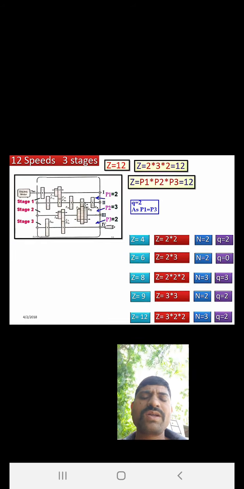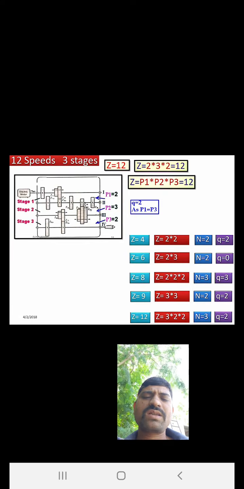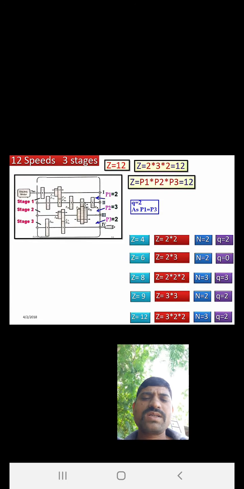That's why P1 is equal to 2, P2 is equal to 2 and P3 is equal to 2. Again there are 3 stages, and Z is equal to 3 into 3, 6 is there. Then we will take n is equal to 2. You can calculate the value with the help of Q. Z is equal to 12.